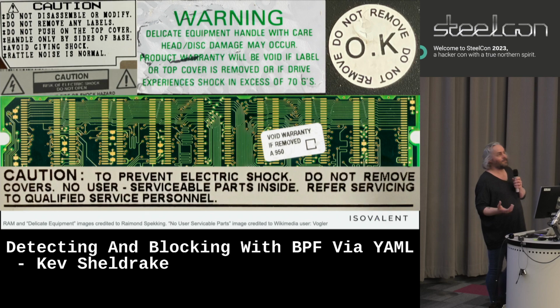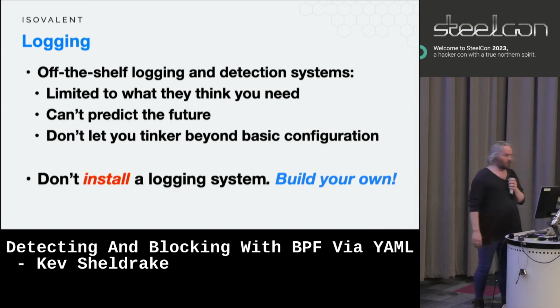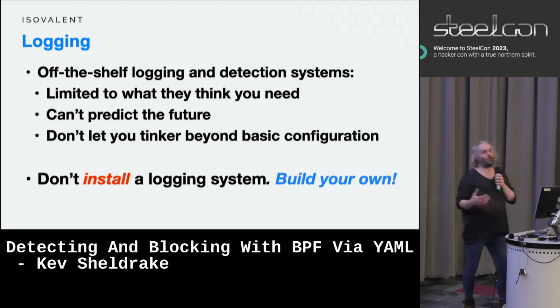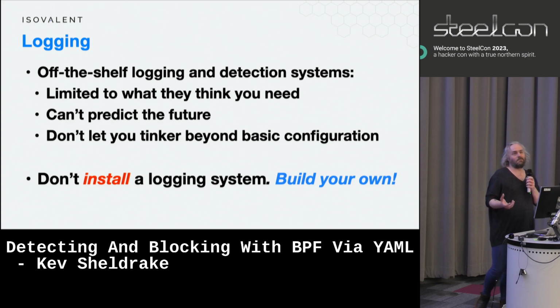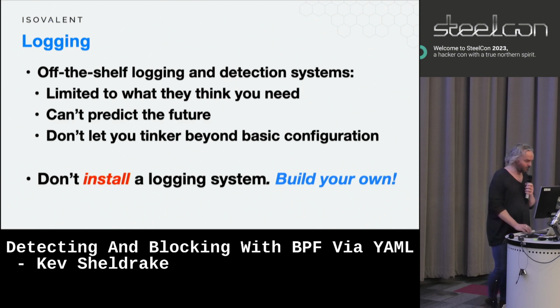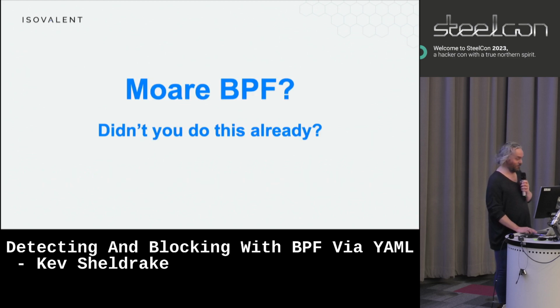Are you going to wait until they bring out an update that can then detect the thing that you care about? So my argument is, don't buy or install a logging system, but build your own logging system. If change is the only constant, then you want to be able to change your logging system. And that doesn't just mean configuring it within the bounds of what they let you do. It means changing your logging system to be able to detect the things that you now know you need to detect. That's the hand-wavy bit. But ultimately, that's what this is all about.